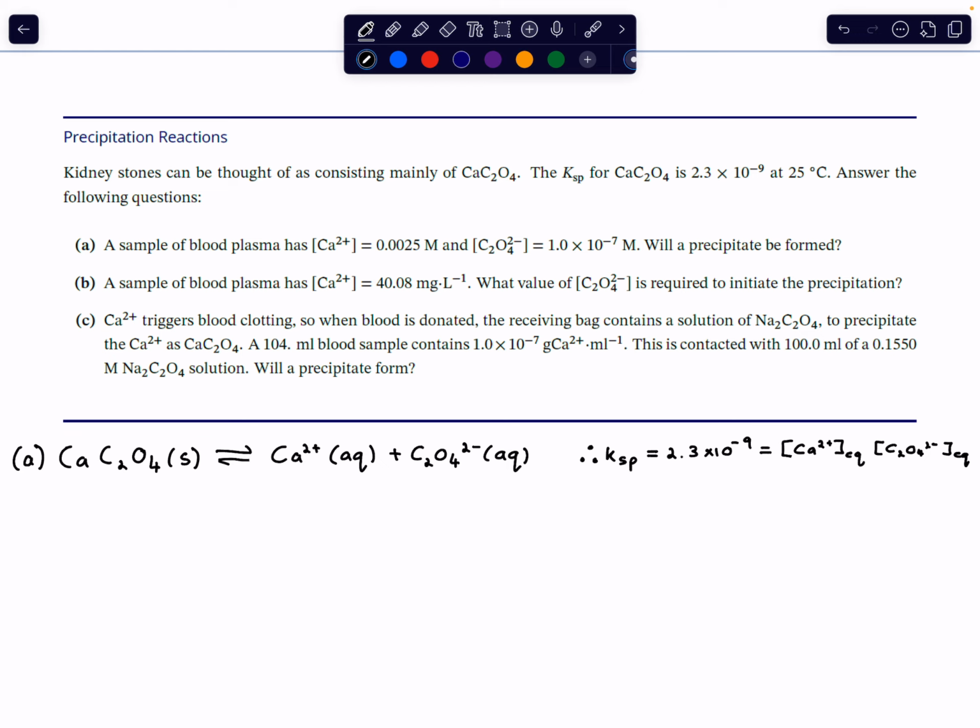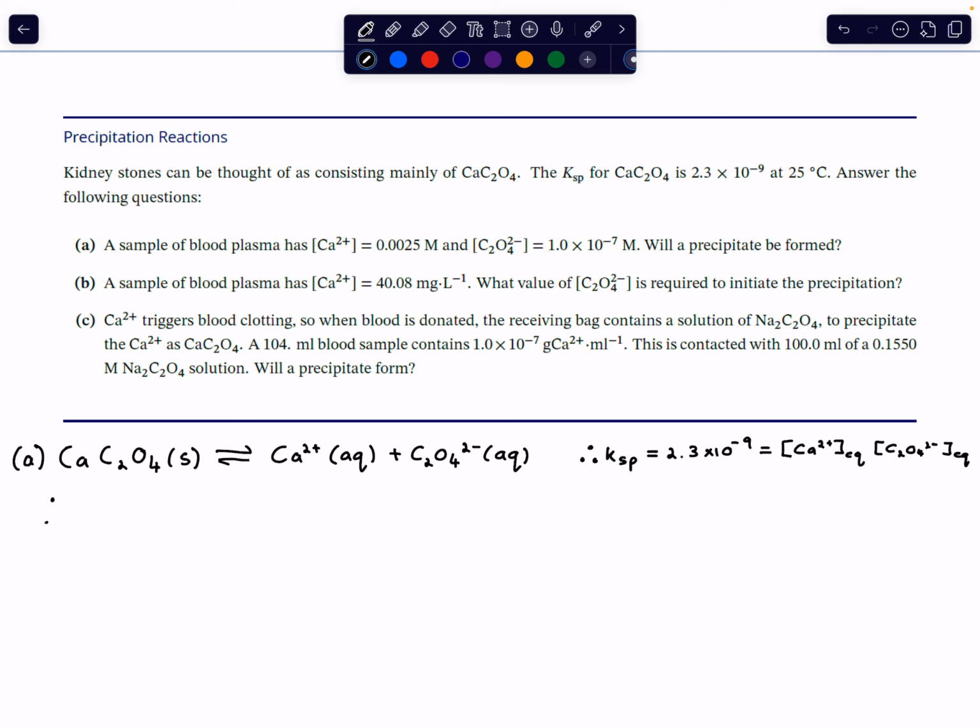Now, to determine whether or not a precipitate will form, we can remind ourselves that we can use the reaction quotient, or similar, the ion product, that's the thing I was looking for, the ion product, QSP, to compare to our KSP and to see whether or not a precipitate will form. The equivalent parameter to the reaction quotient is the ion product, QSP. We can calculate that for our situation.